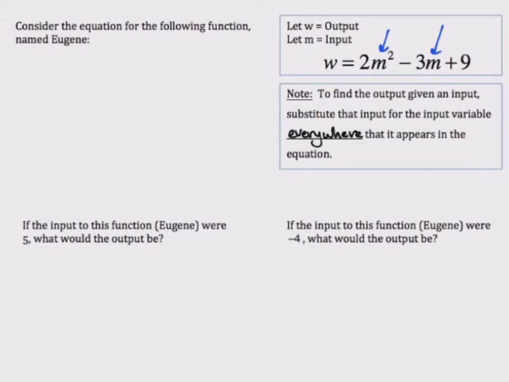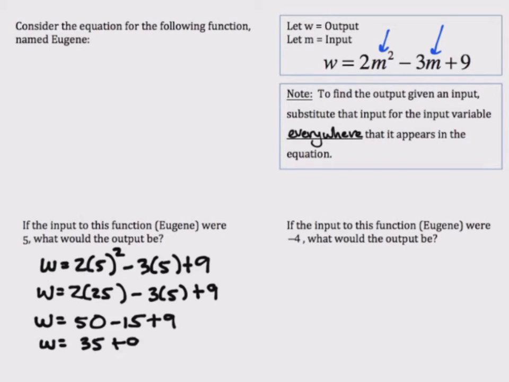And so we find that if we do that, w will equal 2 times 5 squared. Remember, we're going to have to do the squaring before multiplying by 2, minus 3 times 5 plus 9. And we're ready to evaluate. So we see that when the input to this function is 5, the output is 44.